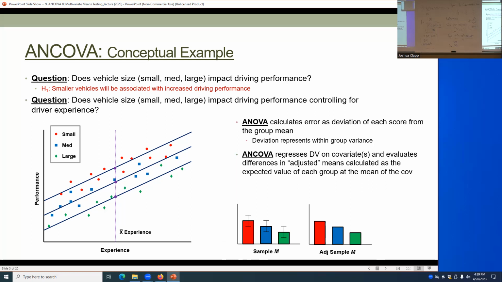Now, these aren't actually values that exist for anybody in the sample. They're the adjusted means. Once I regress my dependent variable, my performance variable, on my experience variable, I'm basically running a regression line and saying that at the average, these are the means that I'm comparing across. Okay. And what we're doing here is calculating my error as the deviation of scores from my within-group regression line.